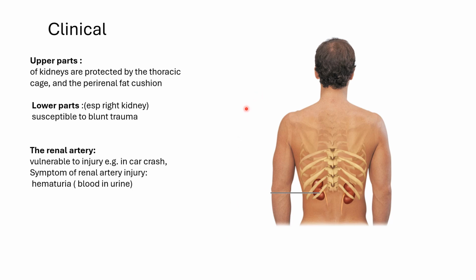Now let's see what can happen. As we discussed before, the upper part of the kidneys is protected by the ribs posteriorly. So if someone gets injured in a car crash, for example, or in any blunt trauma, the lower part of the kidney is more vulnerable, and the right kidney is more vulnerable compared to the left kidney. And also the renal artery can get damaged. When the renal artery gets injured, one symptom is that the patient will pass blood in the urine, so the urine will be red and bloody, and this is an emergency and needs to be taken care of.